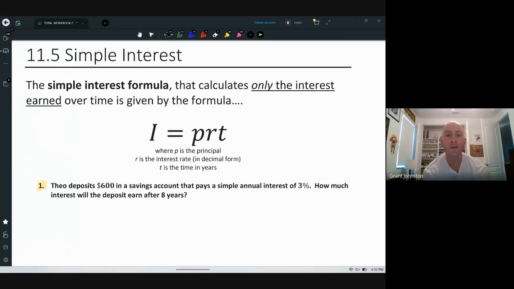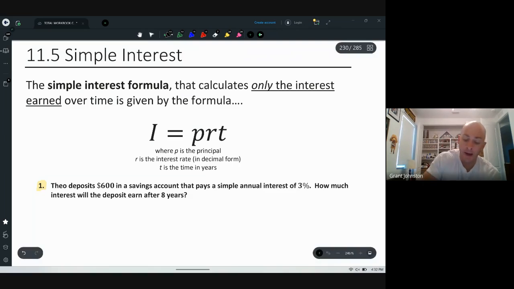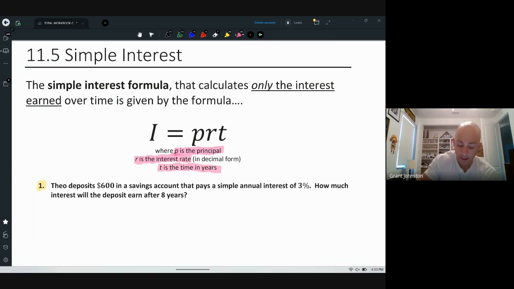Simple interest. The simple interest formula that calculates only interest earned over time is given by the formula I equals PRT. So this is the simple interest formula. It only calculates the interest earned, okay? I equals PRT, where P is the principal, R is the interest rate, and T is the time in years. So when we talk principal, that just means how much you start with, okay? So this only calculates the interest, okay?